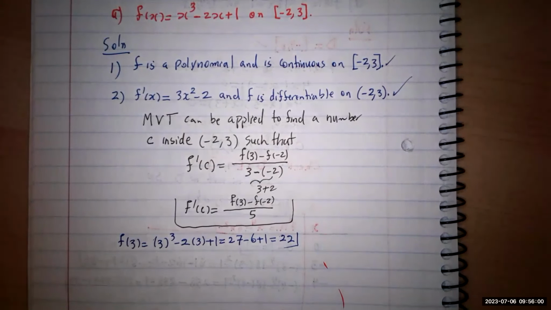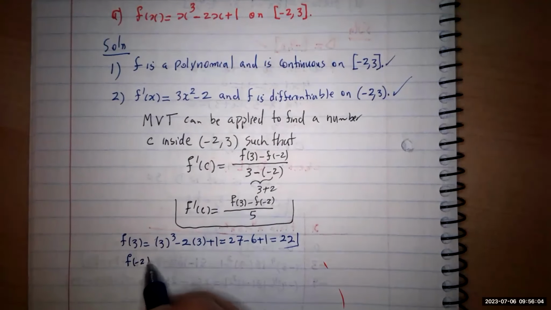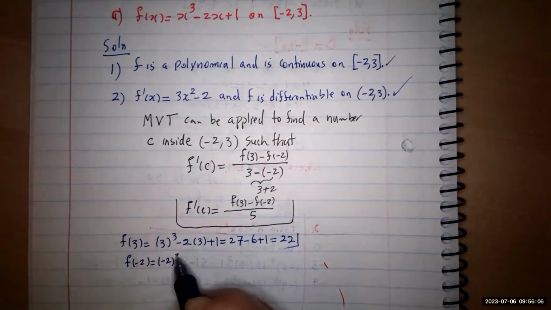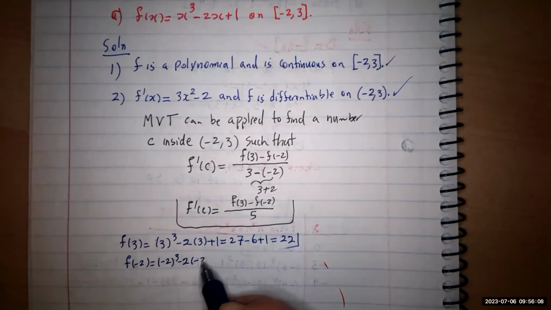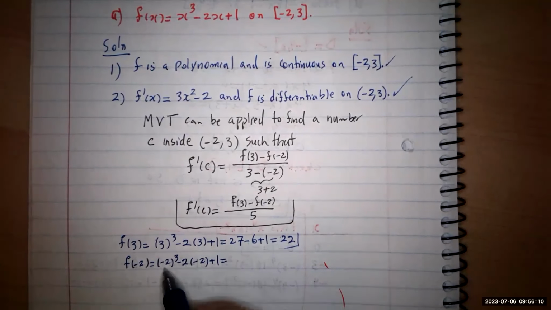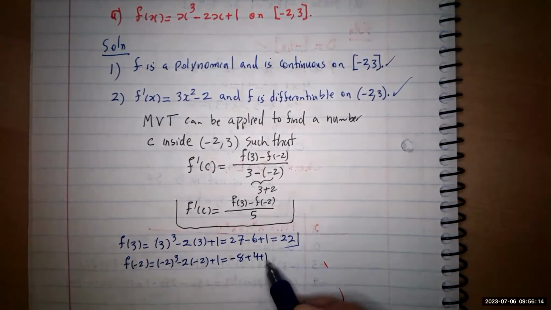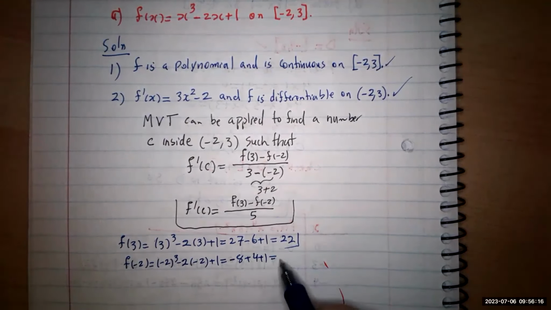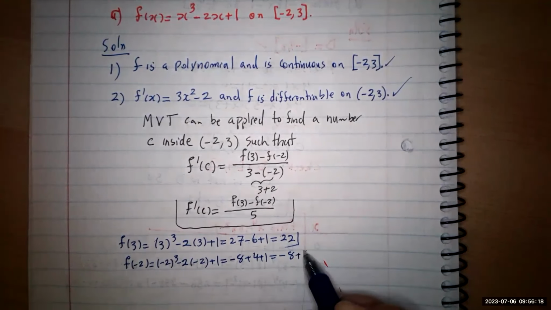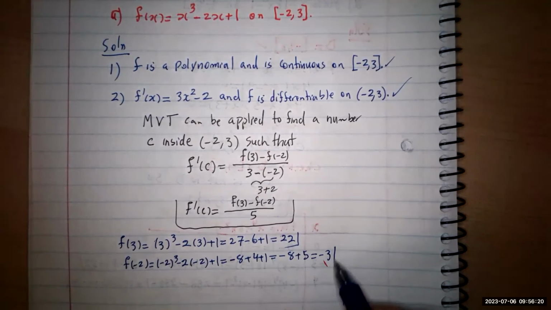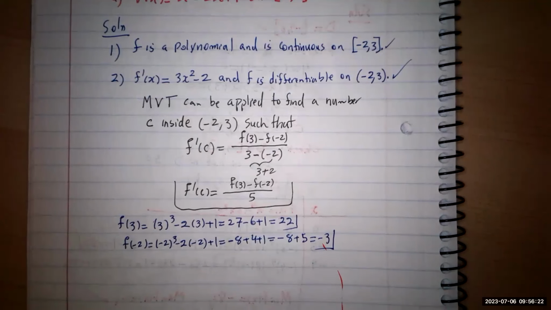Okay, so that's f of 3. F of -2 is -2 cubed minus 2 times -2 plus 1. -2 cubed is -8, plus 4, plus 1. That gives you -8 plus 5, which is -3. That's it.